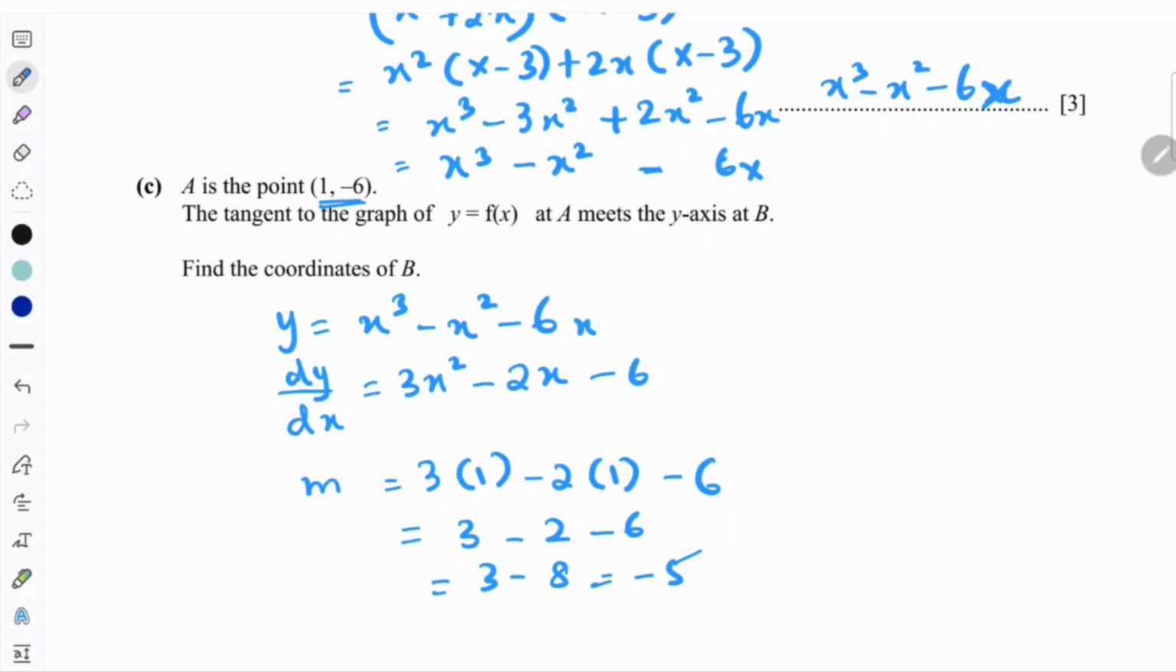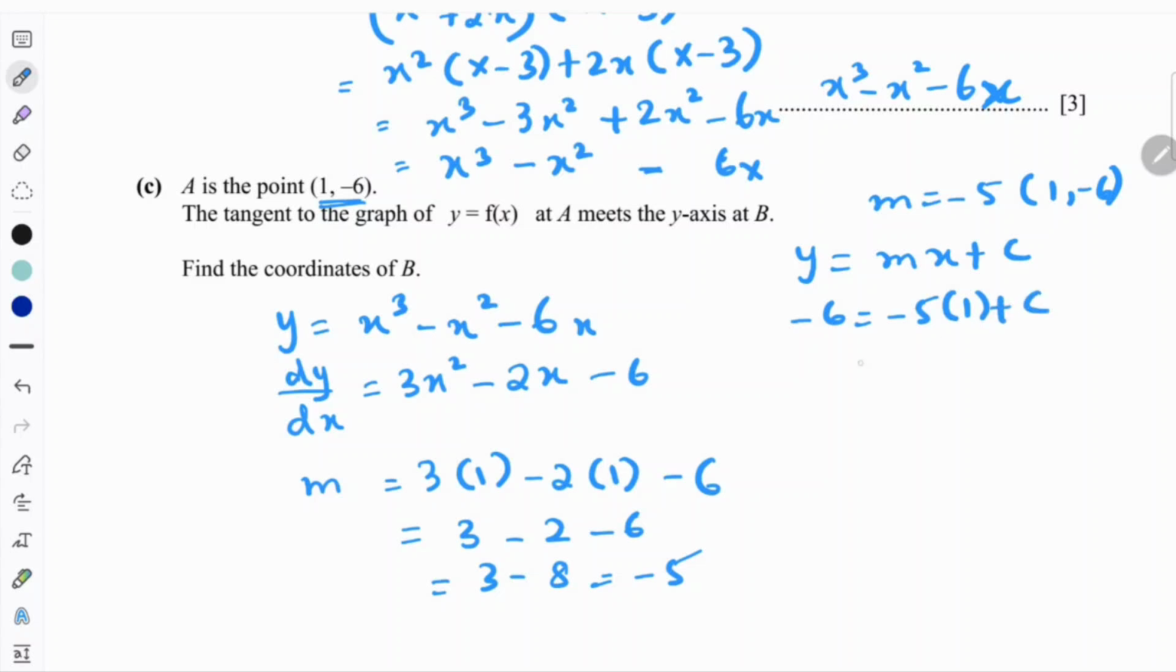Now we have the gradient available. Either you take y equals mx plus c, or y minus y1 equals m times x minus x1. So it's up to you. Using mx plus c, your gradient is minus 5 and the point is (1, minus 6). So minus 6 equals minus 5 into 1 plus c. c equals minus 6 and plus 5.